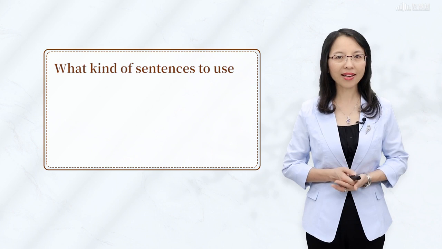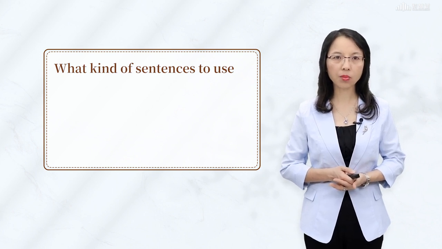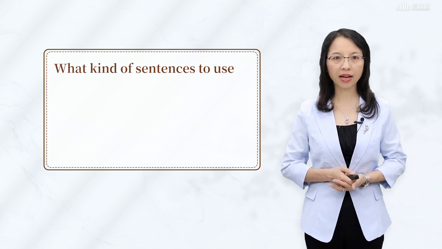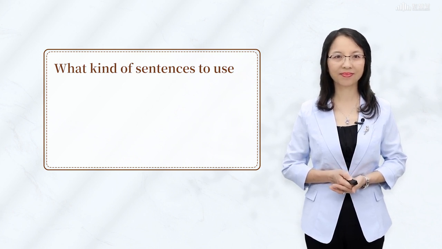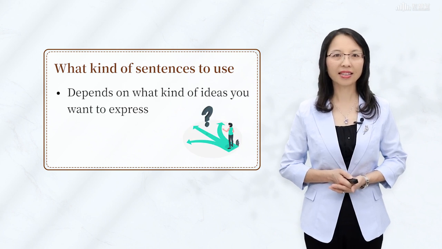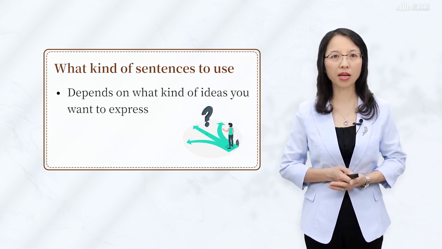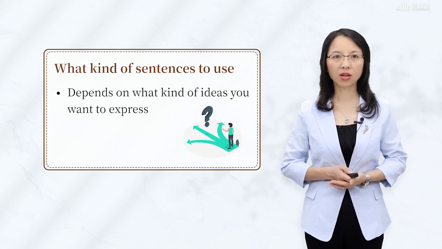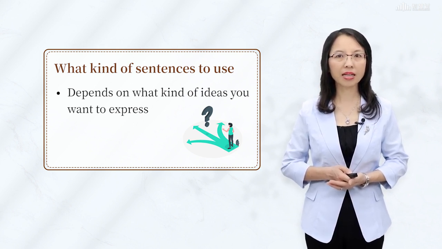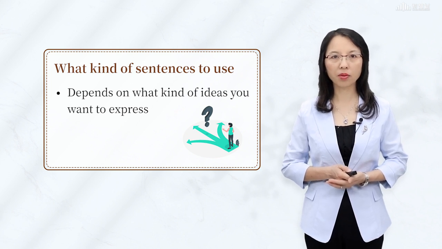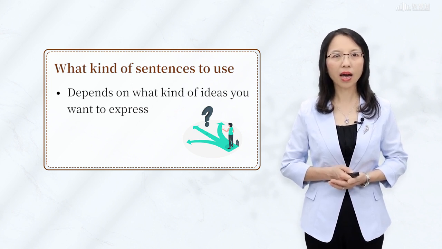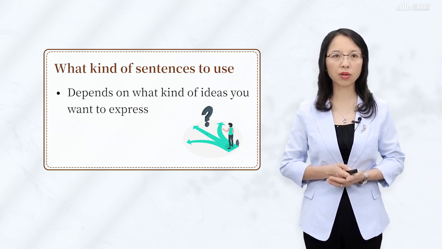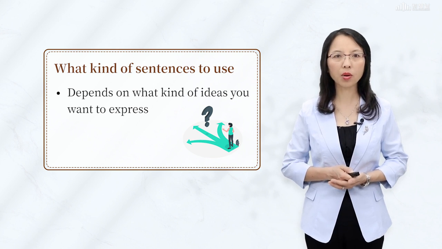Finally, what kind of sentences should you use more often? What is the good writing style? Here are 2 tips. First, the type of sentence you write depends on the kind of ideas you want to express. When you want to show that ideas are equal, use compound sentences. When your ideas are not equal, use complex sentences to show the relationship of subordination.